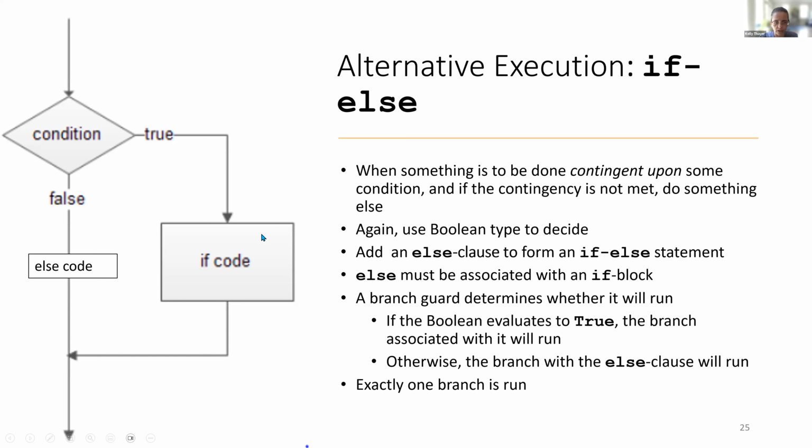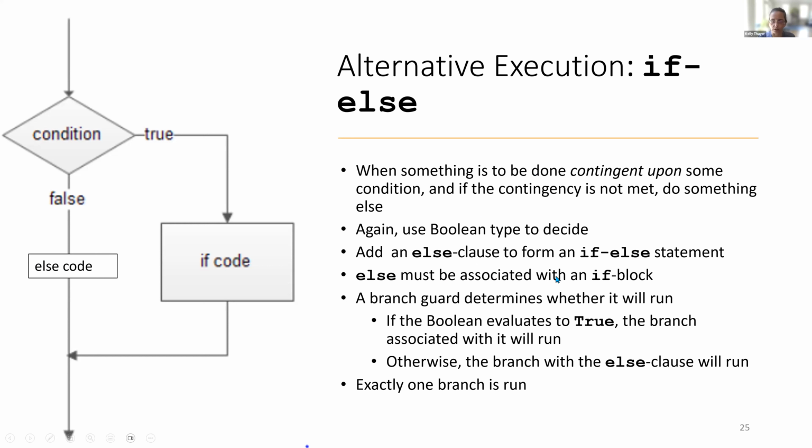If it's true, then the if code, that is the thing that we've coded into that branch, is the part that gets run. But what if we wanted to also run some code if the situation were false? So we can also do that by having some else code. When something has to be done contingent upon some condition, and if the contingency is not met, do something else, which is why we use the keyword else. Again, we use the Boolean type to decide. We'd add an else clause to form an if-else statement.